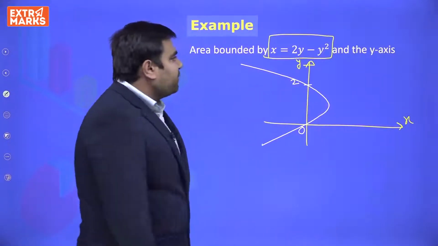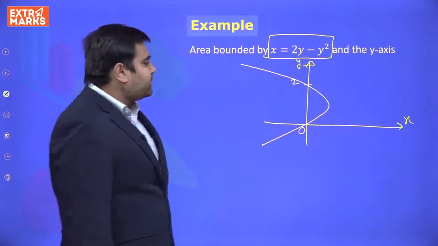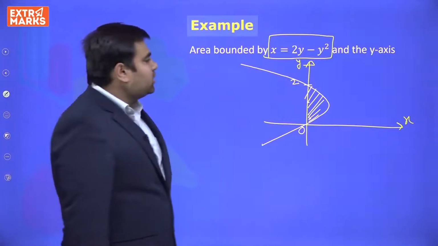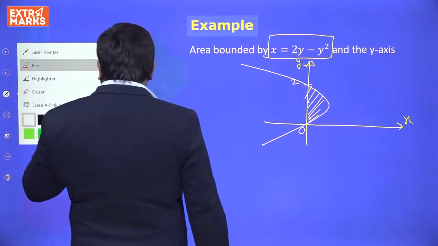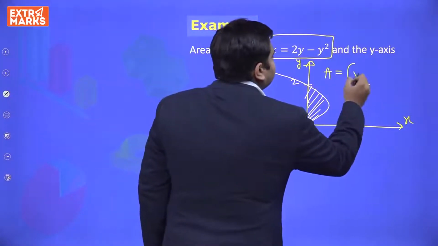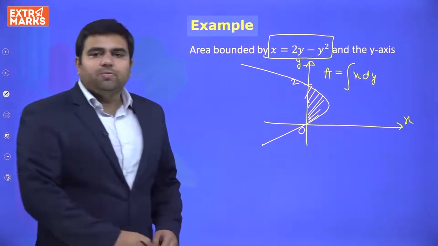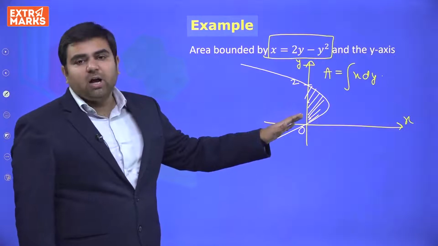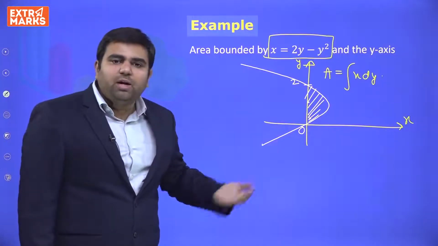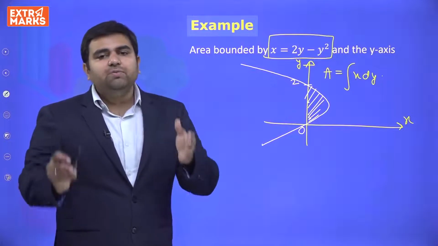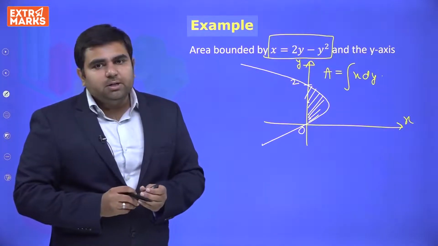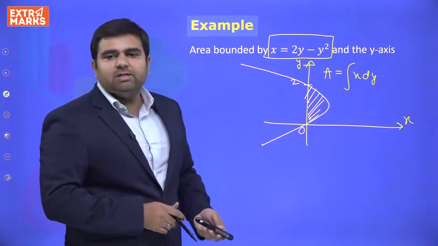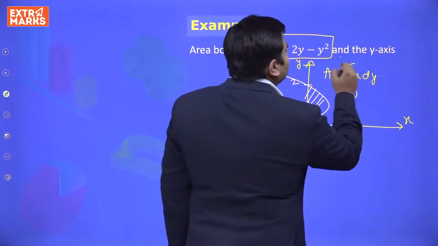Now we need to obtain the area bounded by this curve and the y-axis. So this would be the area, right? Now we also know the formula for area is x dy. Now no portion of the area is going towards the left side of the y-axis. If some portion of the graph had been towards the left side of the y-axis, in that case we would have applied modulus. But since the area is on the positive side of the y-axis, the area is x dy, where y gets varied from 0 to 2.